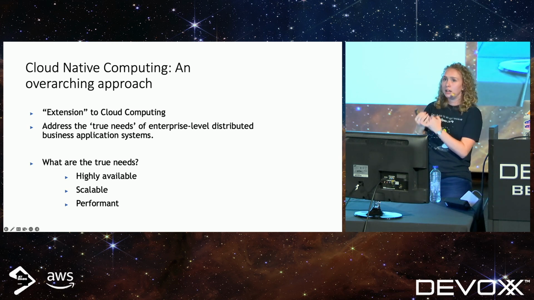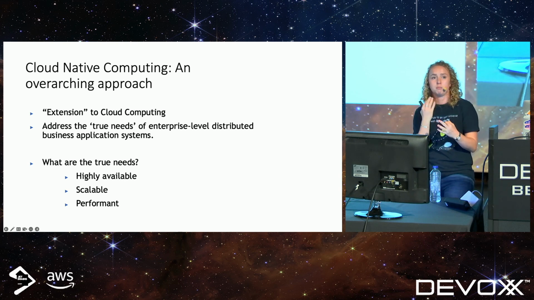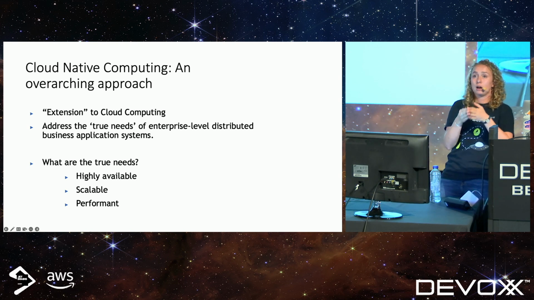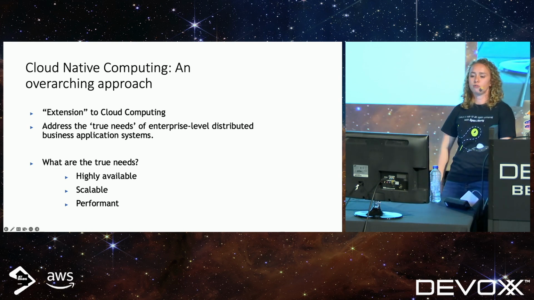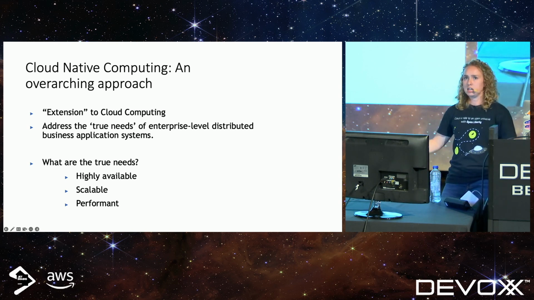So being highly available, being scalable, and being performant. That, at the very heart of it, is what it means to be cloud native. And it doesn't say in there that we have to be stateless or stateful. It just says these key behaviors.